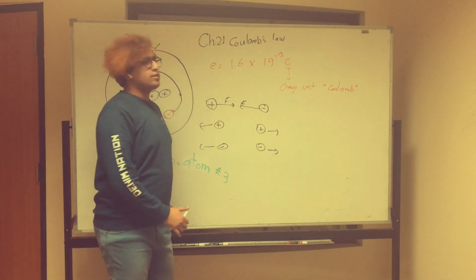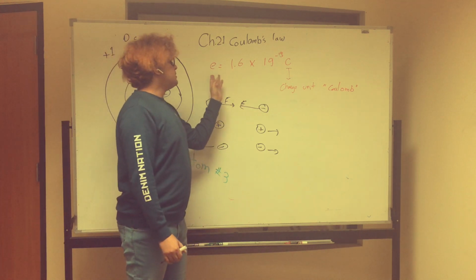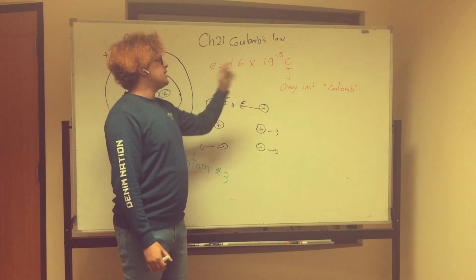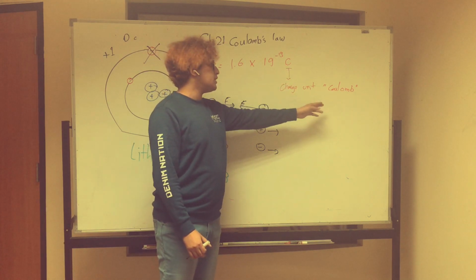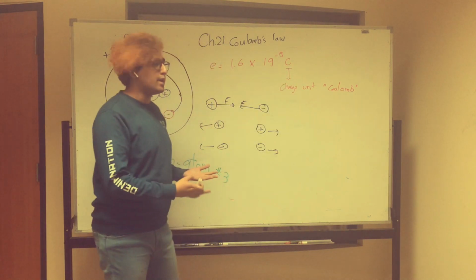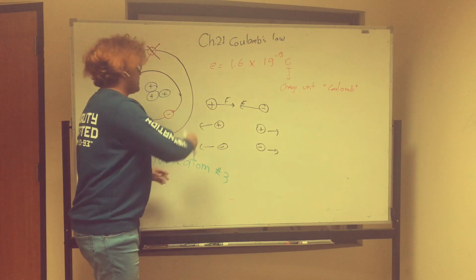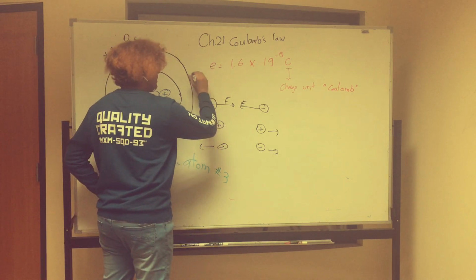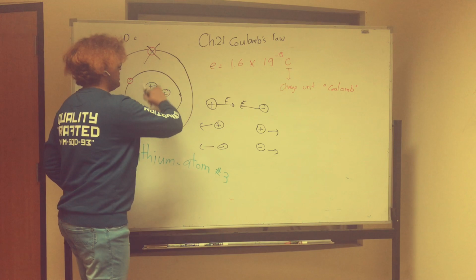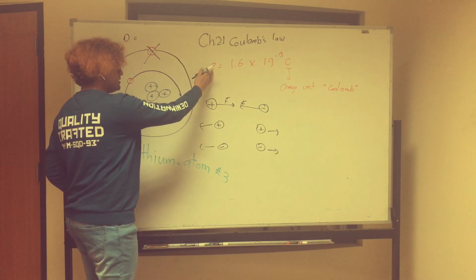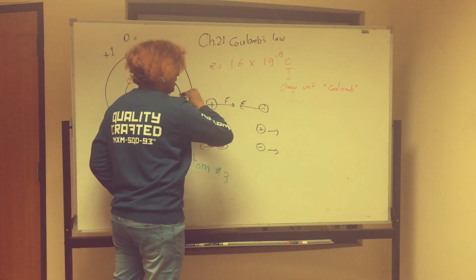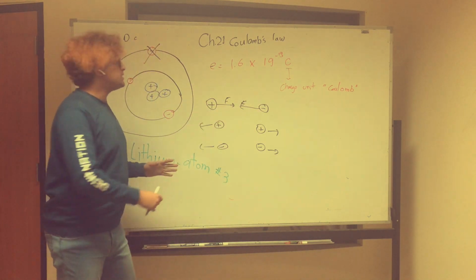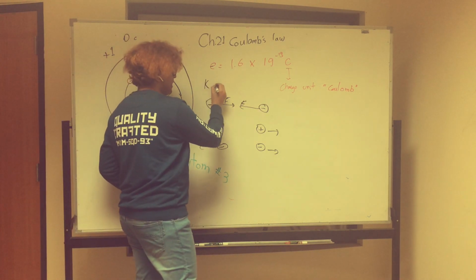There is something called the fundamental charge. The fundamental charge is 1.6 times 10 to the negative 19 coulombs. Coulomb is the unit we use to measure charge. This is the charge of an electron, and it's the same magnitude as the charge of a proton. Any charge in the world is a multiple of this fundamental charge.